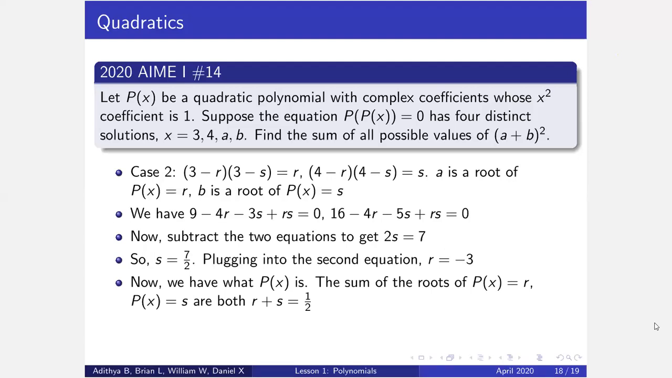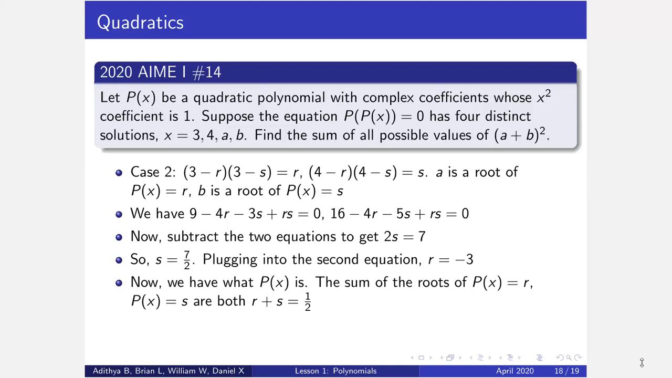That means a, being the other root of p of x is equal to r, is equal to 1/2 minus 3. And b, being the other root of p of x is equal to s, is going to be equal to 1/2 minus 4. So now that gives us that a is equal to negative 5 halves, b is equal to negative 7 halves, and now a plus b is equal to negative 6.